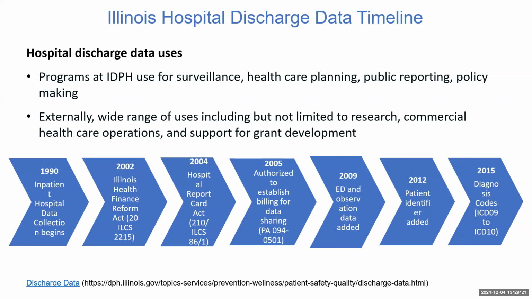In 2015, diagnosis transitioned from ICD-9 to ICD-10. If you're not familiar with that, we went from about 14,000 diagnosis codes to about 77,000, much more granular data now available through the discharge data. And down there is the link for our discharge data set. If you click on that, you can jump around. Okay, next slide, please.